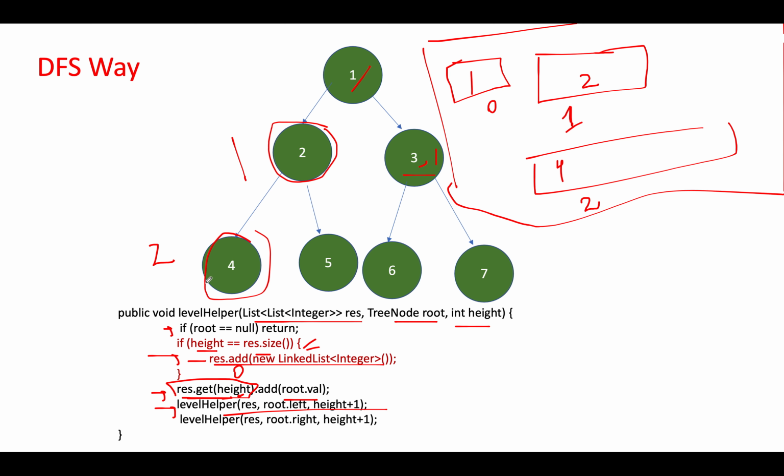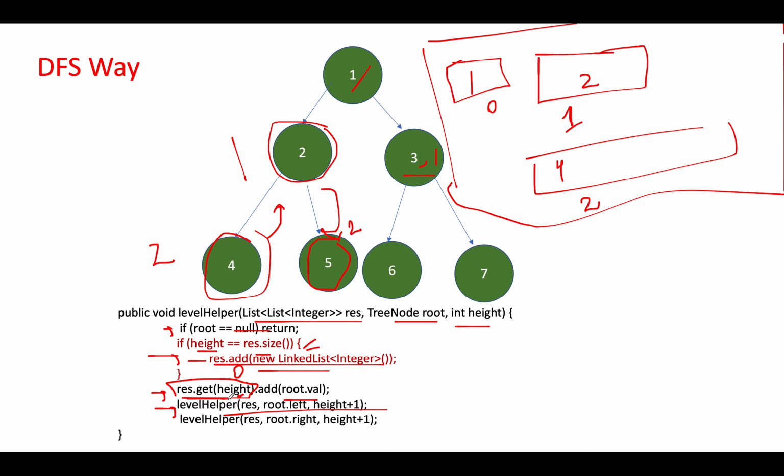There you'll see that its left child and right child are both null, so this condition will abort the process. The control goes back, and the control goes to its right child, 2's right child, and the value of level here is again 2. So height is 2 and result dot size is 3. So the condition is not met, and so we will not add anything new into the array list.